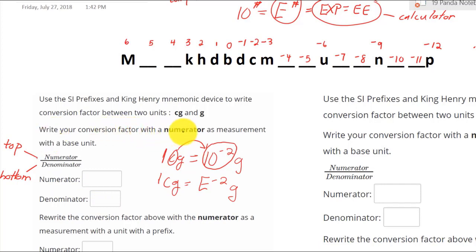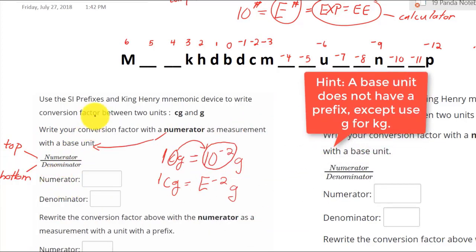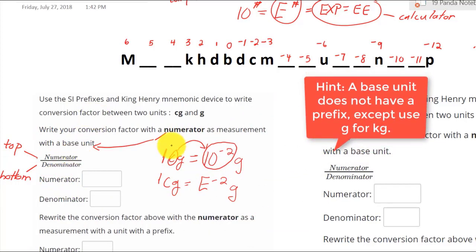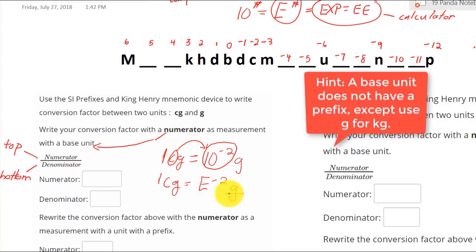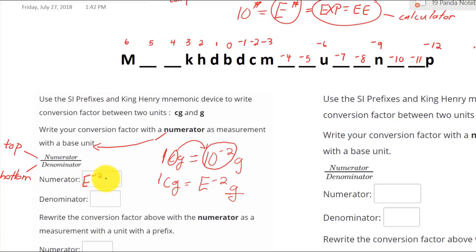Write your conversion factor with a numerator as a measurement with a base unit. Alright, our numerator must have a base unit. So which one is my base unit? Gram. So therefore, capital E, -2, power, and gram. The denominator will just be my 1 centigram.